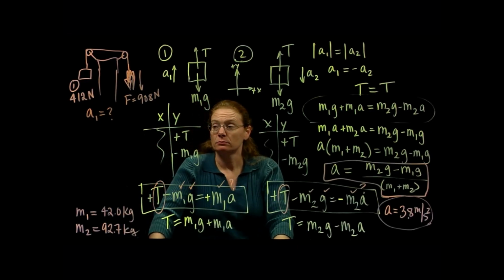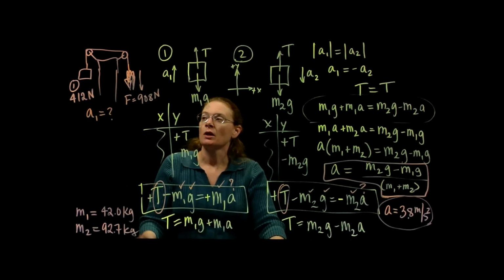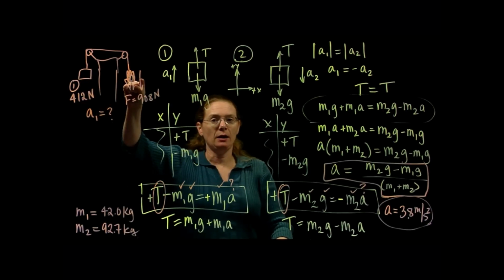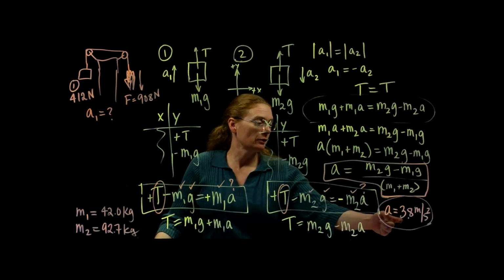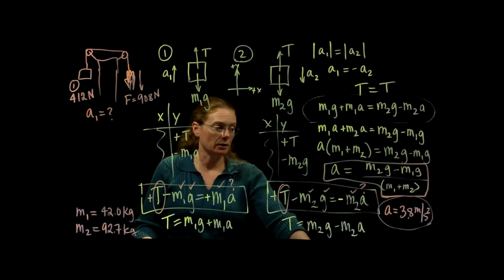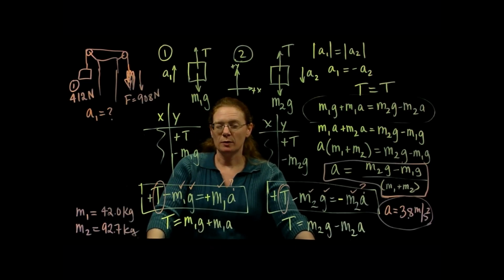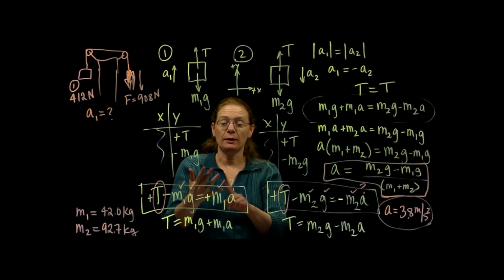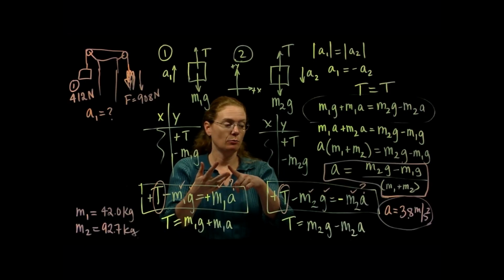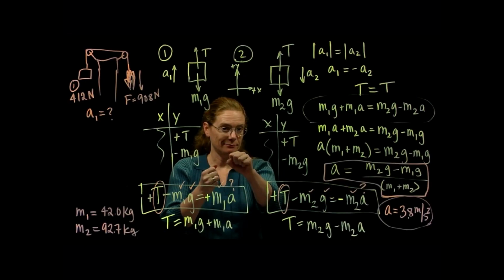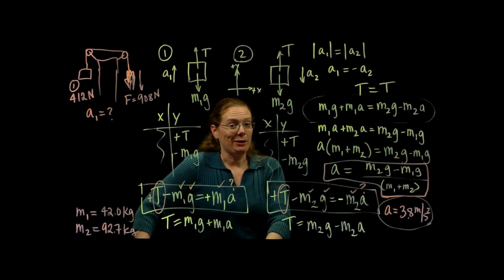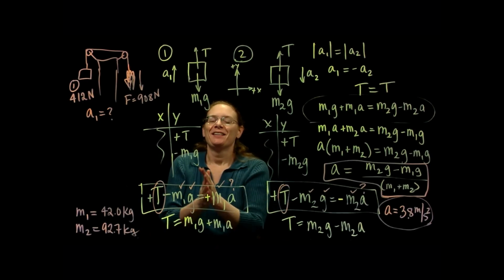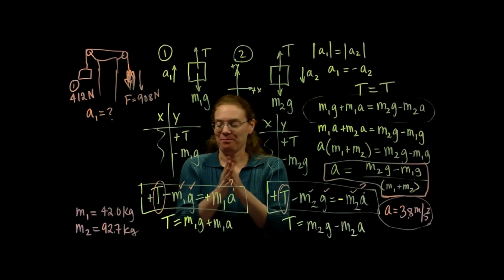Okay, right now, make a prediction about what you think that answer is going to be. When it was 412 and 908 blocks, we got an acceleration of 3.8 meters per second squared. So stop right here and say, is it going to be less than that, equal to that, more than that? Stop. Okay, make your prediction. Hope so. Let's go do the math again.